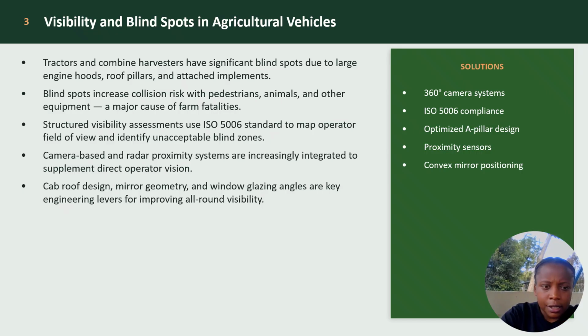The last one, cab roof design, mirror geometry, and window glazing angle are key engineering levers for improved all-around visibility. Here are some solutions for visibility and blind spots in agricultural vehicles. The first one is 360 degree camera systems. The second, use international standard ISO 5006 compliance. The third one, optimize the pillar design. The fourth one, proximity sensors. The last one, convex mirror positioning.